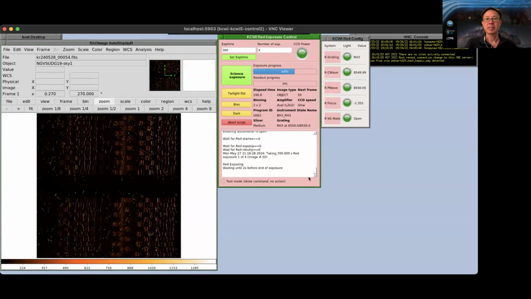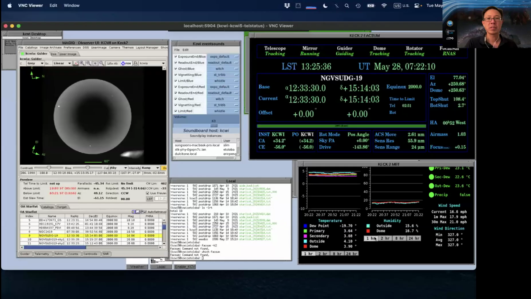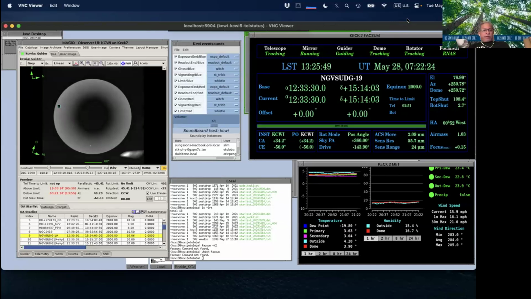And let's see if I can find it. Your desktop one. Here we go. So you should be seeing, are you seeing the tel status window? We are seeing the tel status window. We're seeing FACSUM in the upper right, XMET in the lower right, and the magic.